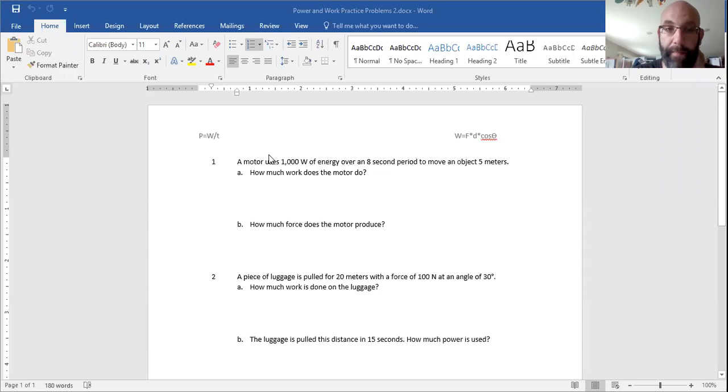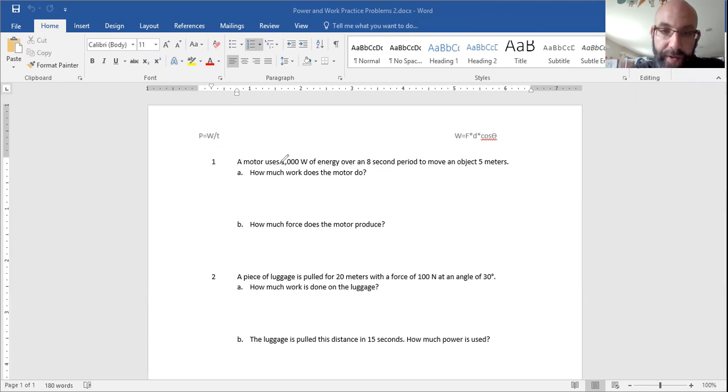So the first problem: a motor uses 1,000 watts of power over an 8-second period to move an object 5 meters. Oh, yeah, that's totally my bad. How much work does the motor do? Okay, so let's take a look. We're looking for work.